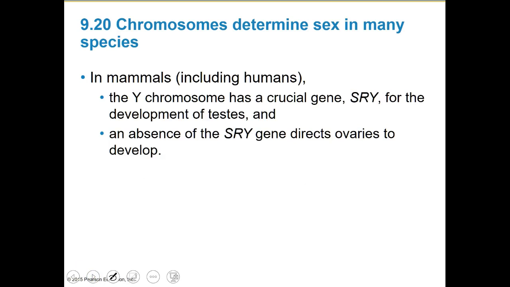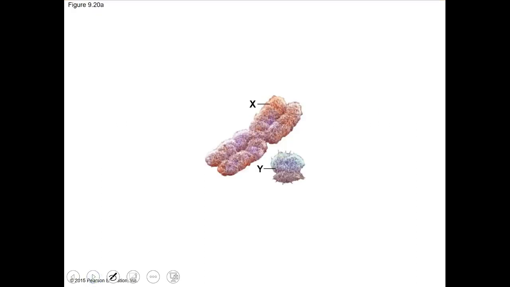So in mammals, including humans, the Y chromosome has a crucial gene called SRY for the development of testes. The absence of the SRY gene directs ovaries to develop, as I mentioned before. There are a few other genes and loci on the Y, but it is fairly reduced in size as far as the chromosome goes. But it does have the crucial gene SRY, which develops testes. Okay, so you can see these in comparison. The X chromosome is a little bit larger, and the Y chromosome is fairly small.